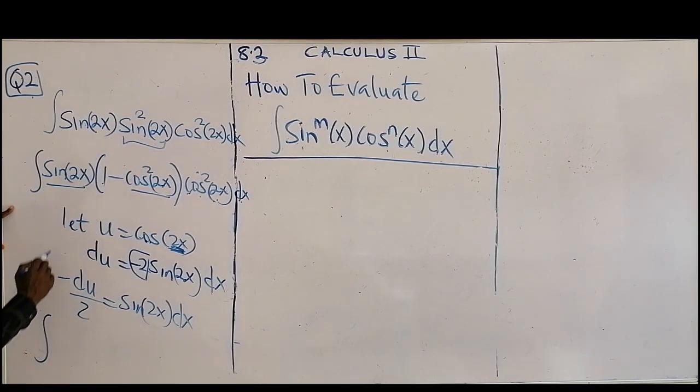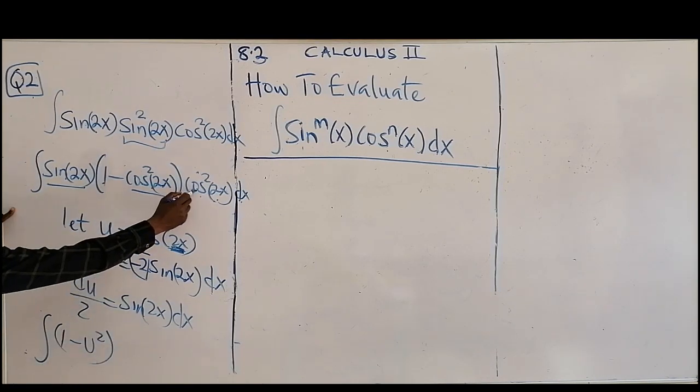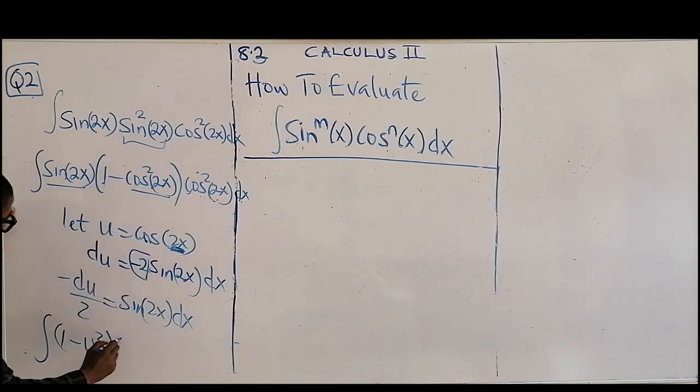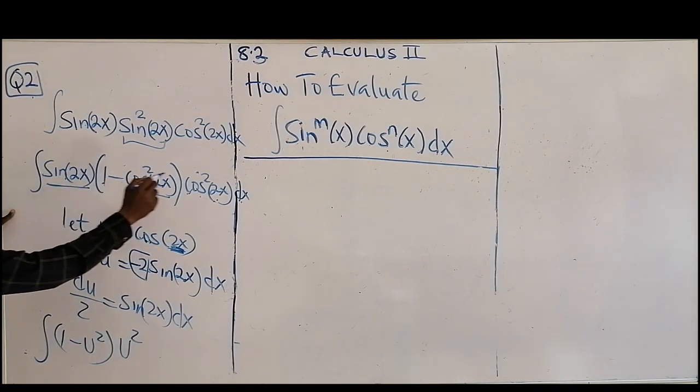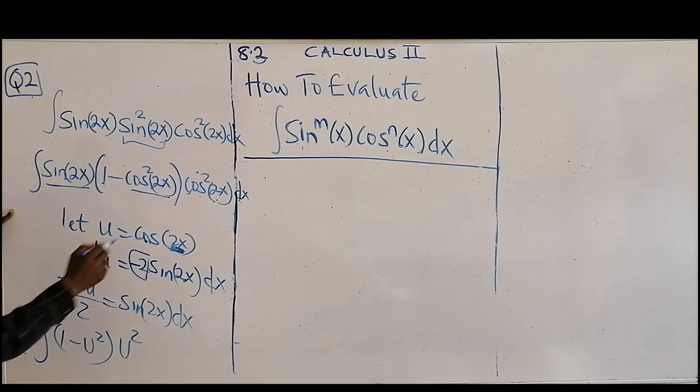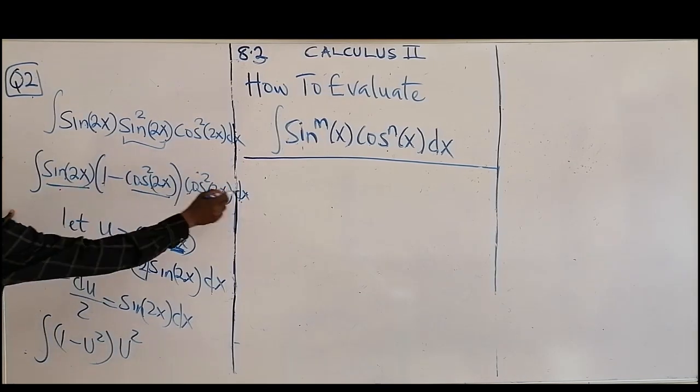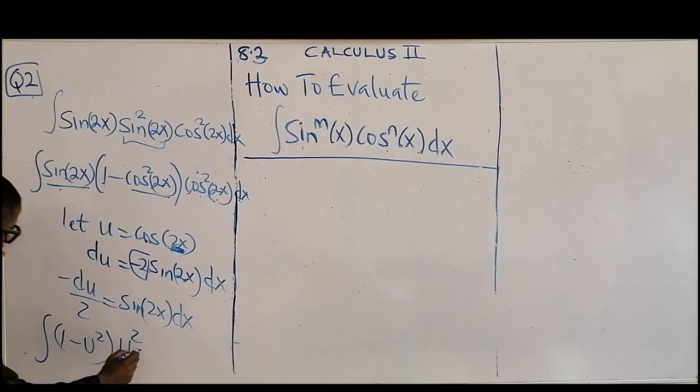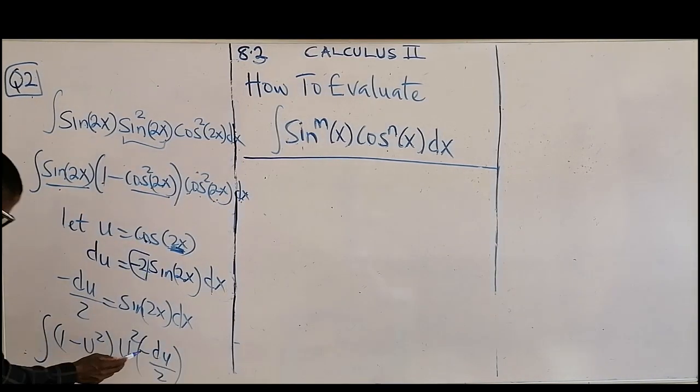We now have 1 minus u². This one is u to power 2. And then sin²x dx is minus the du over 2. So we can take this minus 1 over 2 outside. We can take this one outside. These are constants.